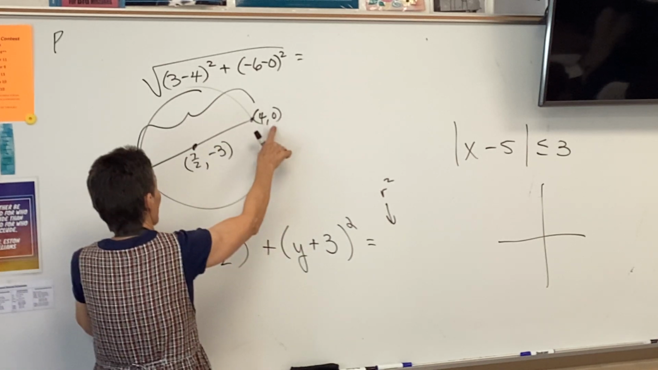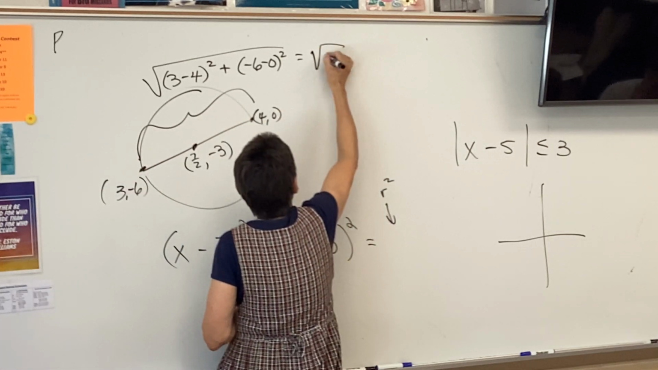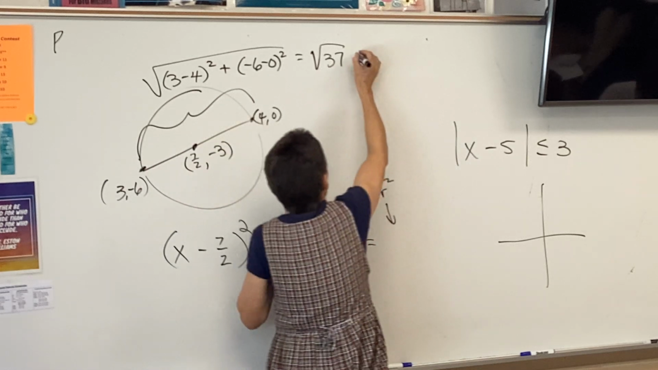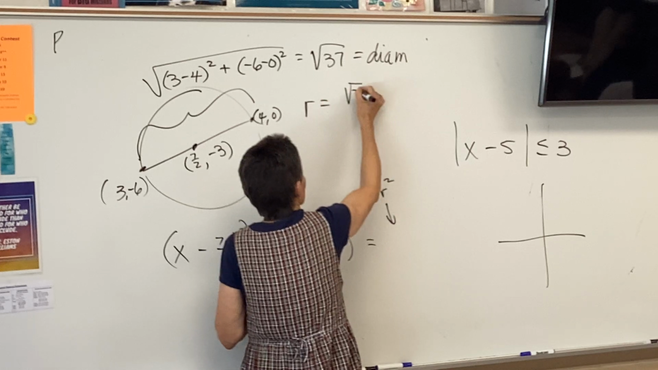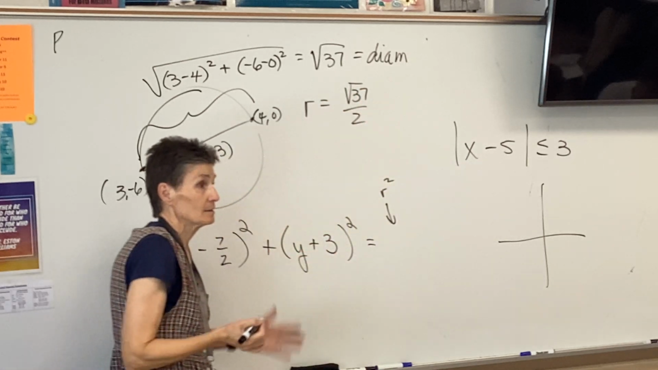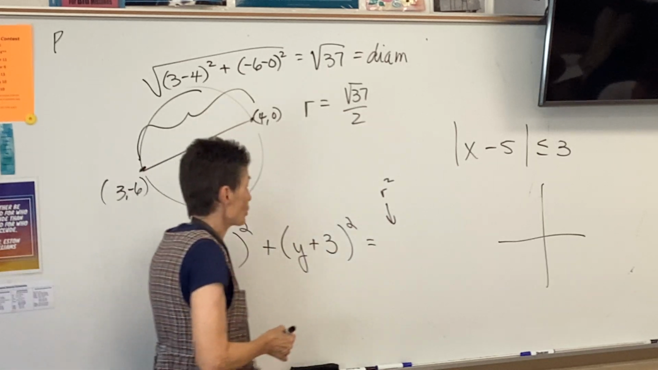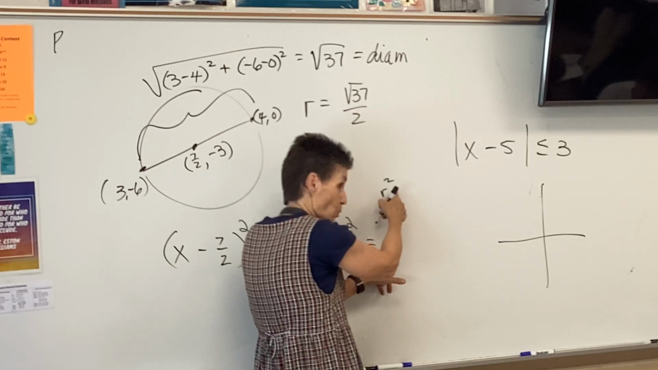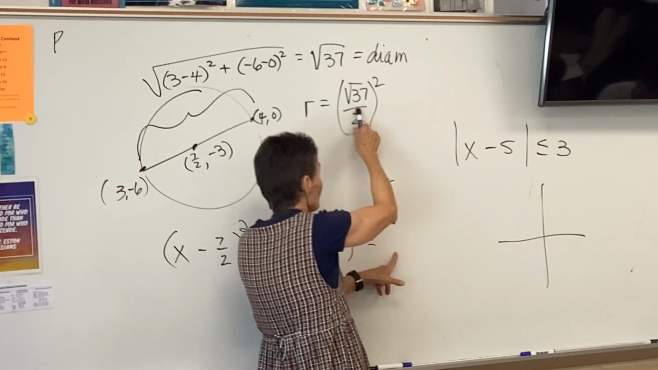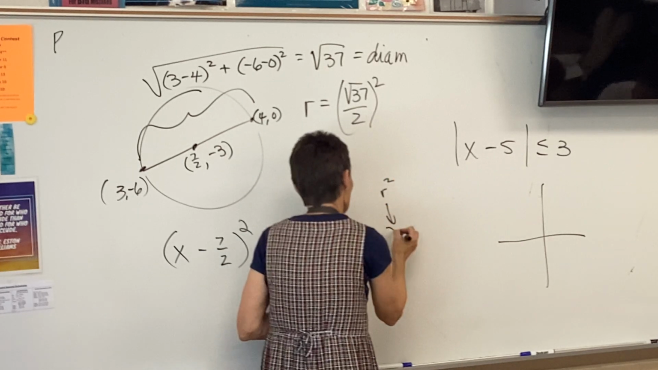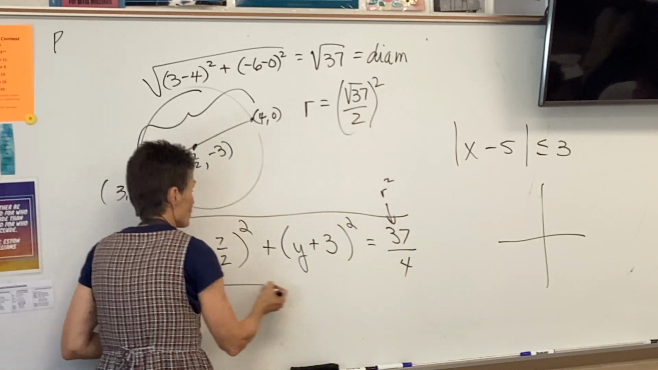And then my distance formula. Square root of 37. Now, that is your diameter. So your radius is half of that. So what goes here? R squared. So you need to square this. What's root 37 squared? 37. And 2 squared is 4. There is your equation.